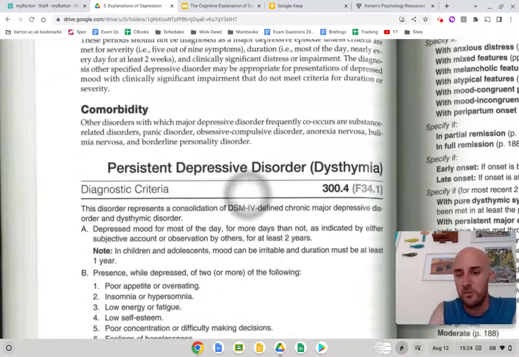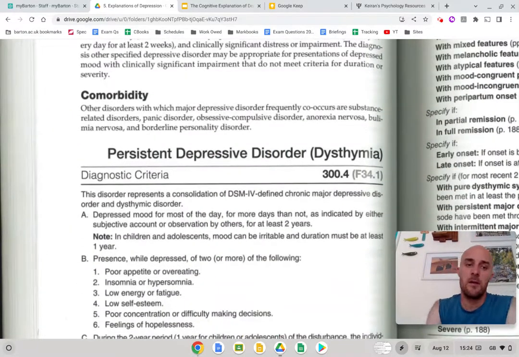Comorbidities. I will just end on this before I actually get to what we need to talk about. Comorbidity, a term you probably haven't come across so far, but comorbidity is essentially disorders that tend to come up alongside depression. Do you think people ever really just suffer depression? That's incredibly rare. Substance abuse related disorders, panic disorder, OCD, anorexia, bulimia, and BPD. These are disorders that come up alongside depression quite a lot. And then afterwards, you've also got a lot of other depression types.